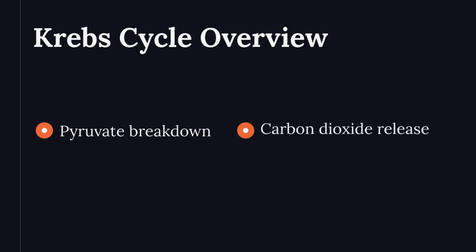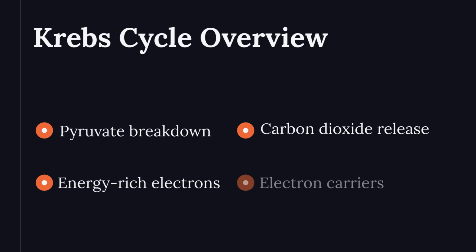In the Krebs cycle, pyruvate is further broken down. Carbon dioxide is released as a waste product. Energy-rich electrons are loaded onto carriers like NADH. These carriers transport electrons to the electron transport chain. This stage is vital for energy transfer.